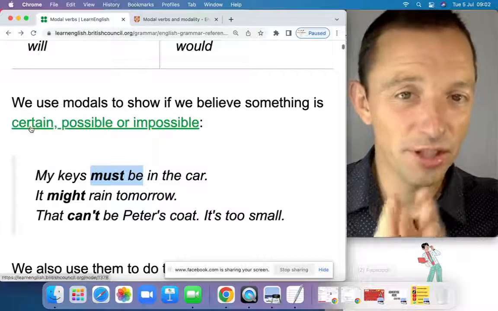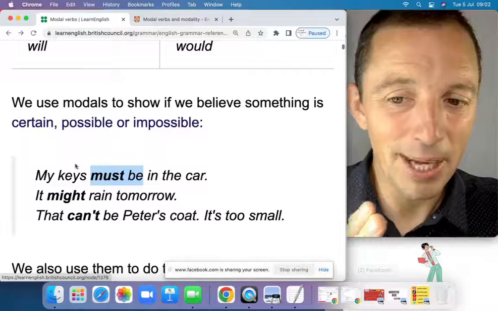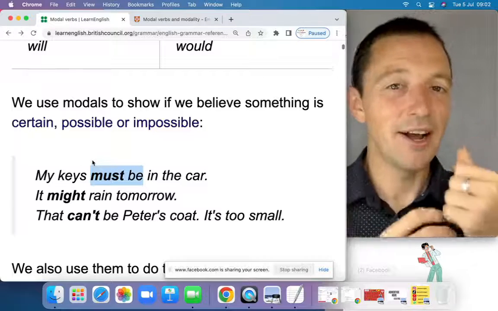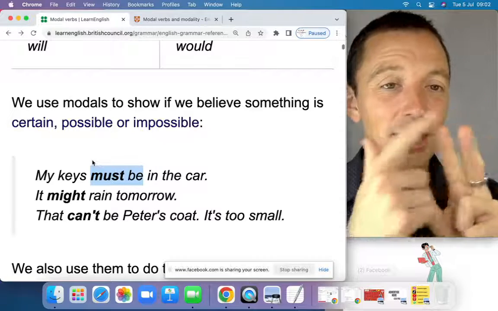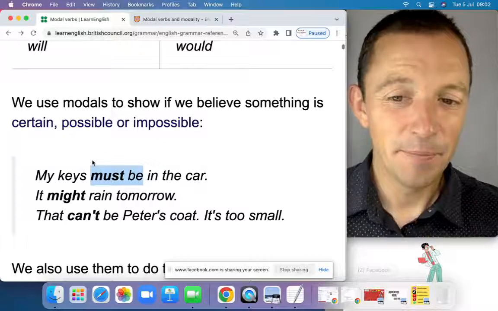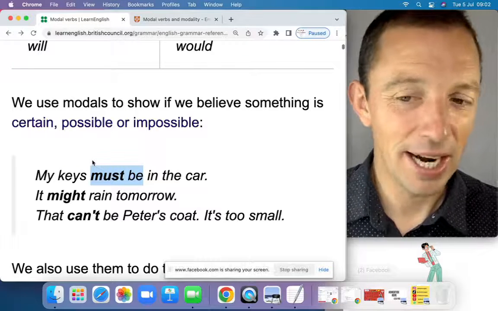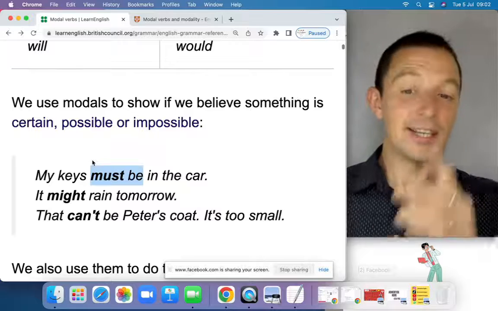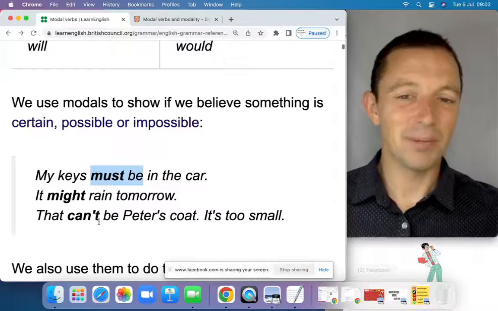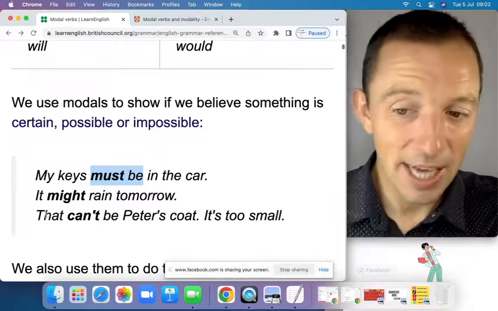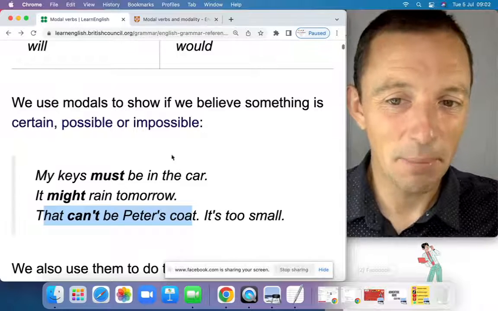Here you are certain. Okay, for a possibility, my keys might be in the car, my keys could be in the car, my keys may be in the car. Three verbs for possibility. And impossible, must not be in the car. So that's another, sorry, impossibility is cannot, can and cannot. It's not possible. So here is the final example. That can't be Peter's coat. It's impossible. Okay, so that's impossibility.